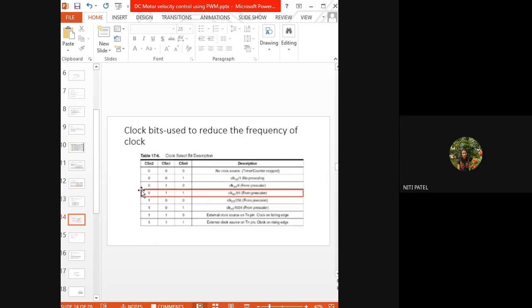So what are the timers? See, the timer bits will be set to 0, 1, 1. So if it is set to 0, 1, 1 means what? It is working at a frequency of 1/64. Okay, clock input divided by 64. That means it is working with a clock input of 1/64.